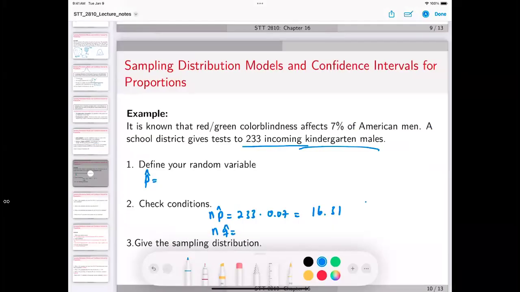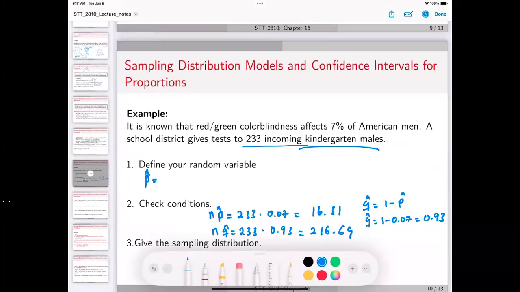nq hat. So we know q. What is q hat? 1 minus what? p hat, isn't it? So we know q hat is equal to 1 minus 0.07, which is 0.93. Do you agree to that? That is q hat. So nq hat is 233 times 0.93. You multiply, and you are getting something like 216.69.